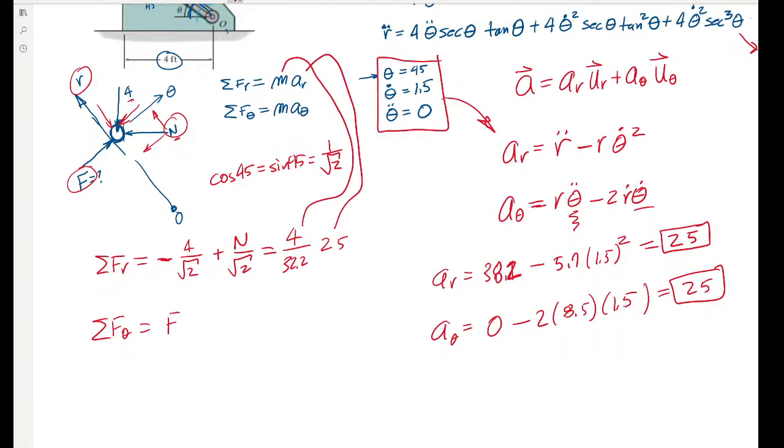What do you have in the theta? Well, first of all, you got your force F. And you got this component coming back at you, minus 4 over square root of 2. Square root of 2, same thing. And then you got the minus your n over square root of 2. And that's all you got there. So 4 over 32.2 and 25.